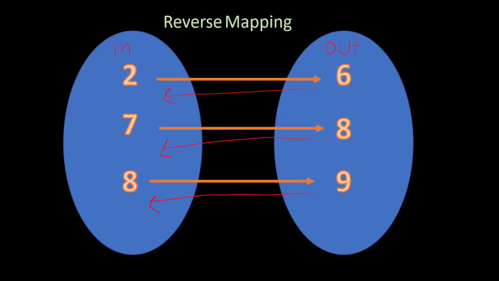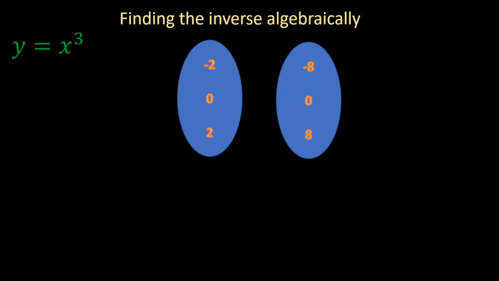So we can also find this algebraically. So let's kind of review. If we have a function like y equals x cubed, and we map it with the input values and the output values, negative 2 would correspond to the negative 8, 0 would correspond to the 0, and the 2 would correspond to the 8. So in any moment, whether we graph any x value, it's always going to have a distinct output value. So that means that we can find the inverse algebraically.